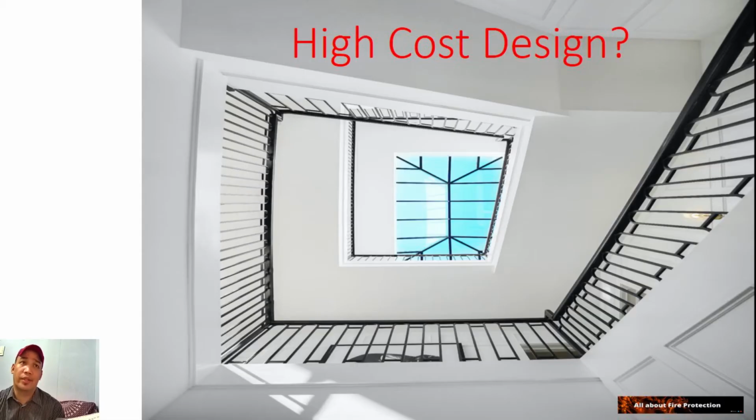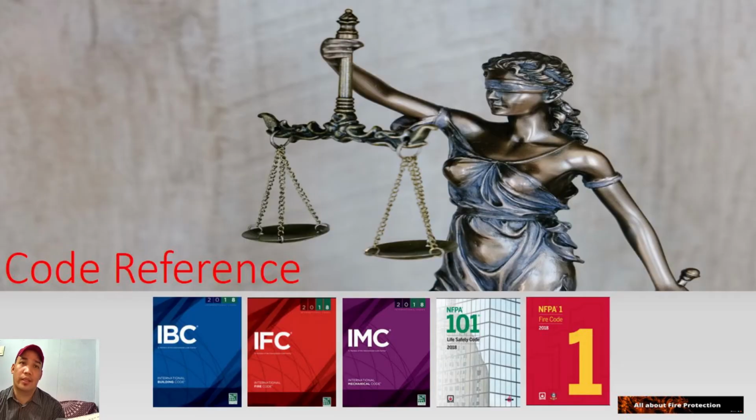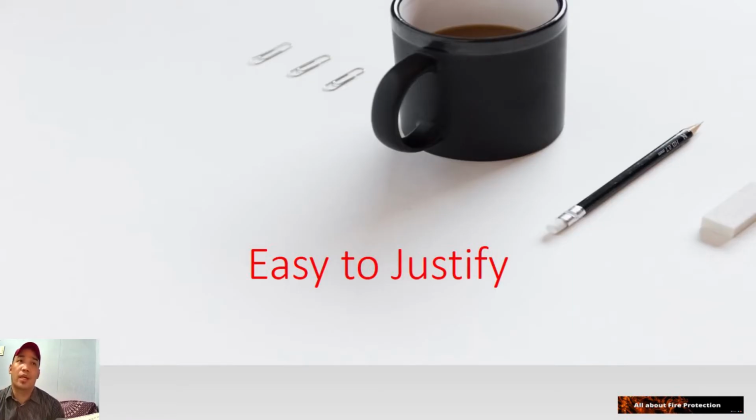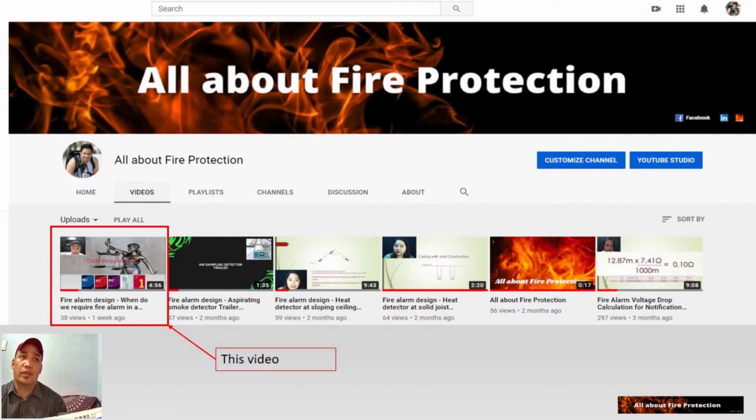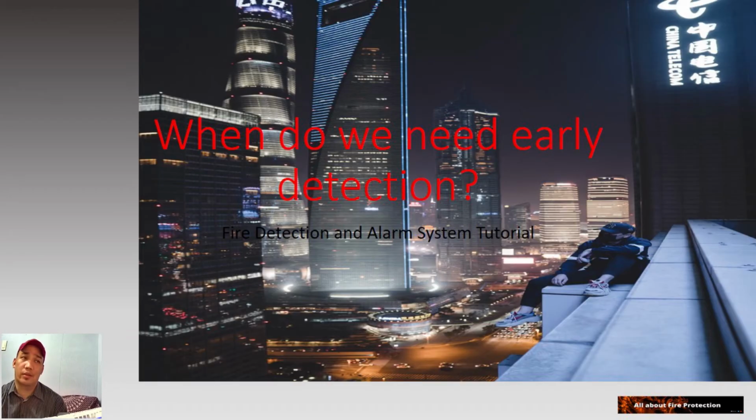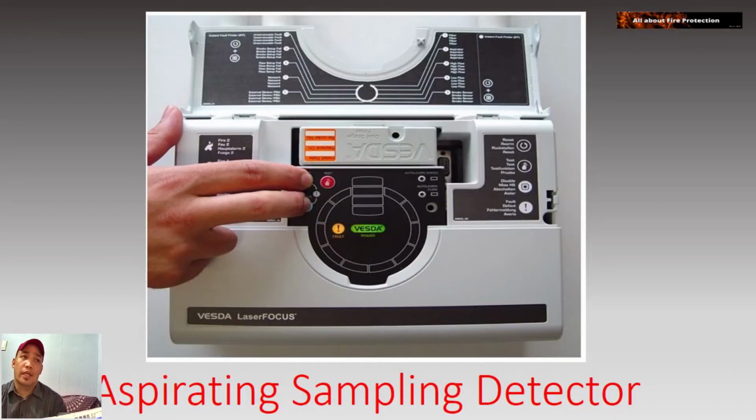But if we are familiar with the features, benefits, and correct code standards or other reference, then it will be easier for a designer to justify providing this type of detection. In one of my video tutorials, I already discussed the reference from code when do we require a fire detection and alarm system. The only question now is, when do we need to consider early detection in our design as our detection system? In my example here in tutorial, the room that I considered to install ASD is IT room, or which we call server room in a building.